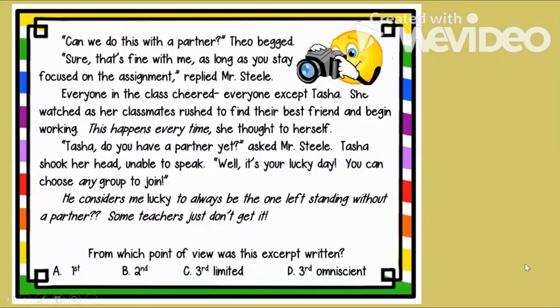Next, can we do this with a partner? Theo begged. Sure, that's fine with me as long as you stay focused on the assignment, replied Mr. Steele. Everyone in the class cheered, everyone except Tasha. She watched as her classmates rushed to find their best friend and began working. This happens every time, she thought to herself.